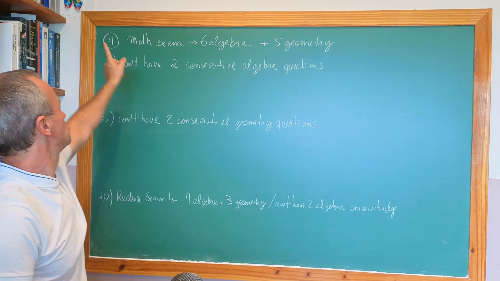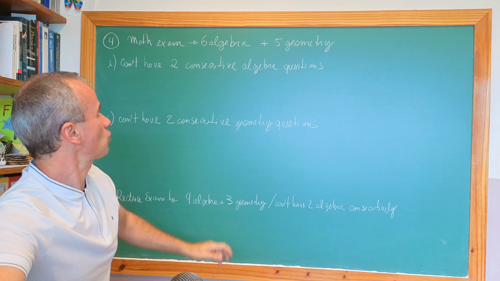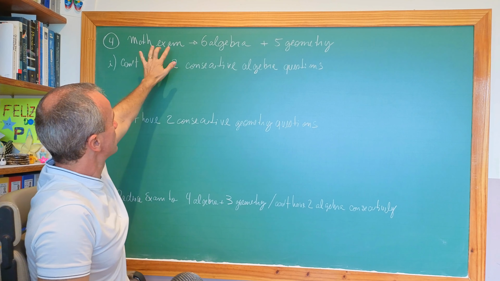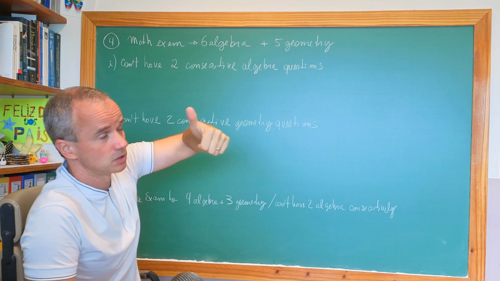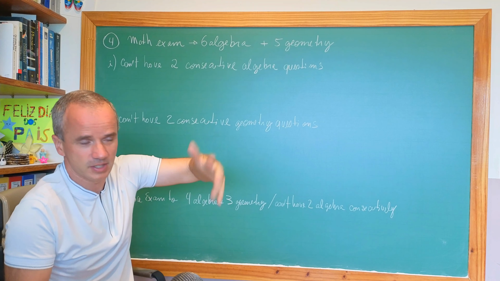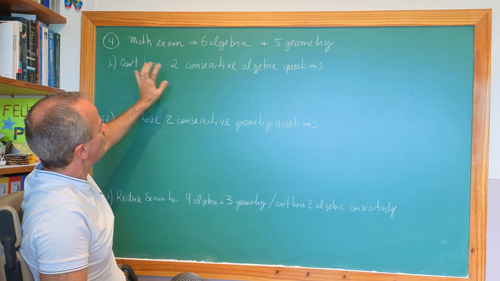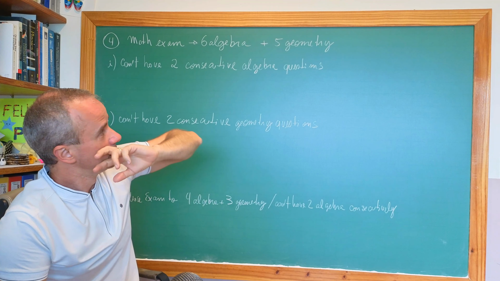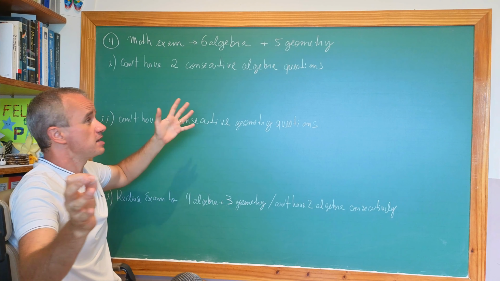Welcome to question number 4 of the series of statistics problems. On this question, there is a math exam I'm going to form, and I have 6 algebra and 5 geometry. Good? So I'm going to see how I'm going to assemble this exam with different orders. Now, in this first situation, I cannot have 2 consecutive algebra. If I cannot have 2 consecutive algebra, you could think like this.